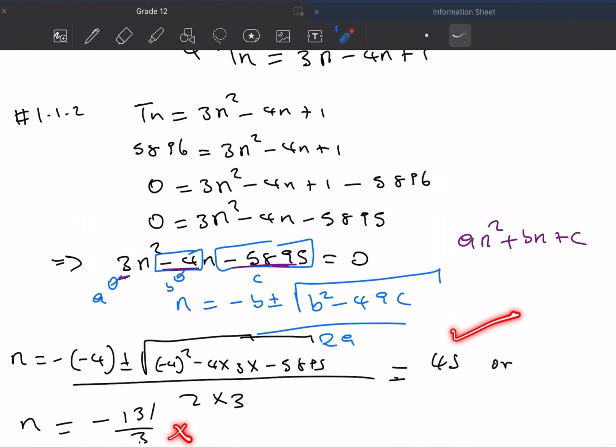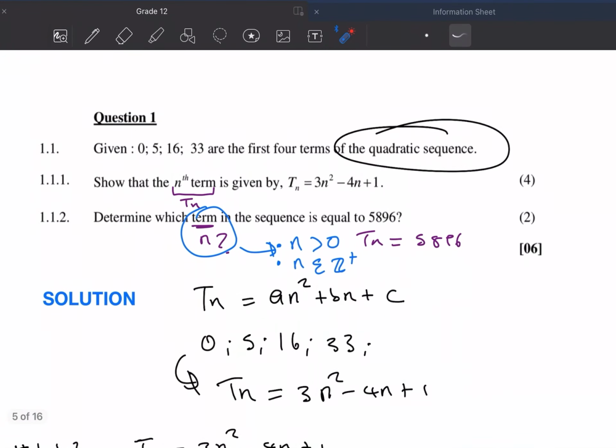Not this. Why not this? Because this is a fraction, number one. Number two, it's negative, and n can never be negative. n is always going to be positive. Why is that? Because remember, n is the position: T1, the first position, n is 1. T2, the second position, n is 2. T3, the third position, n is 3. So we can never have a 0 position.